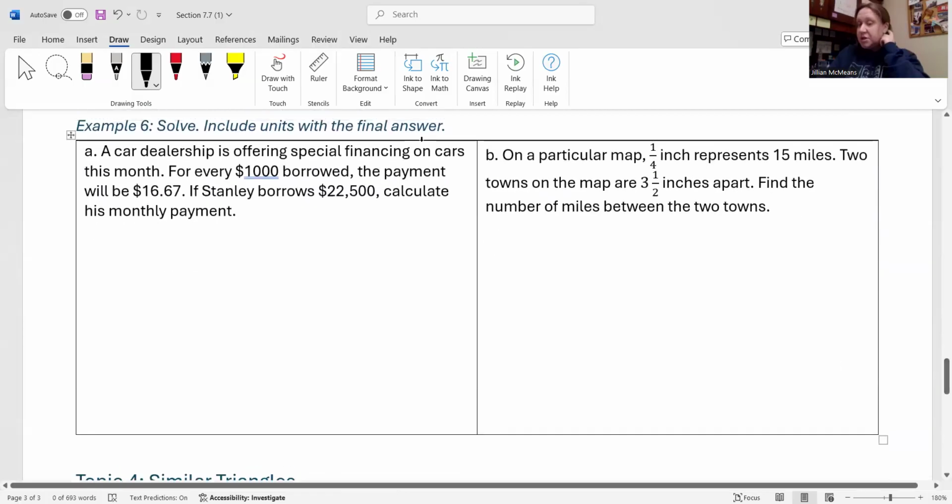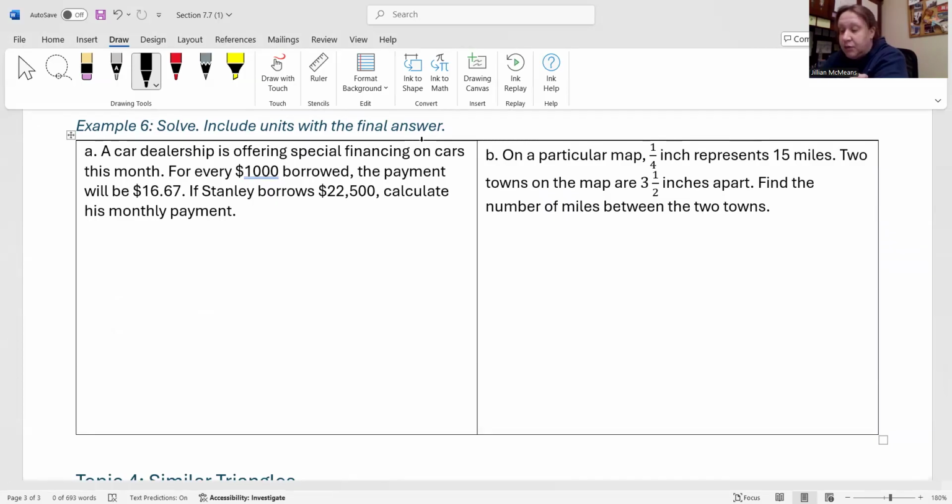So we have two situations here for part A. We have a car dealership is offering special financing on cars this month. For every $1,000 borrowed, the payment will be $16.67. If Stanley borrows $22,500, calculate his monthly payment. Well, when you're using proportions to solve an application like this, you have to set up one ratio with the information you know without a shadow of a doubt. We know without a shadow of a doubt that for every $1,000 borrowed, the payment is going to be $16.67.